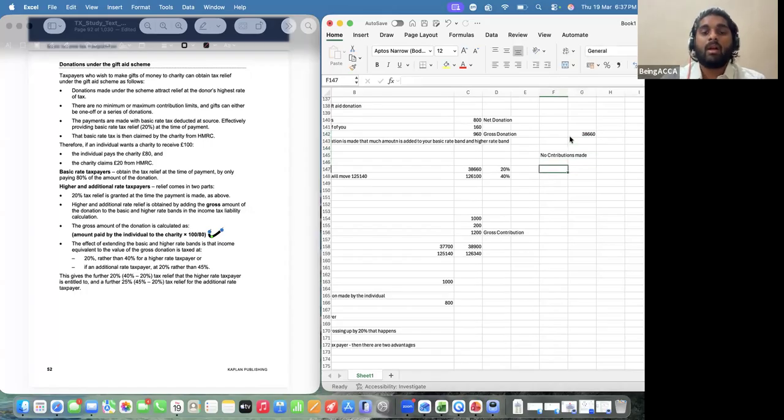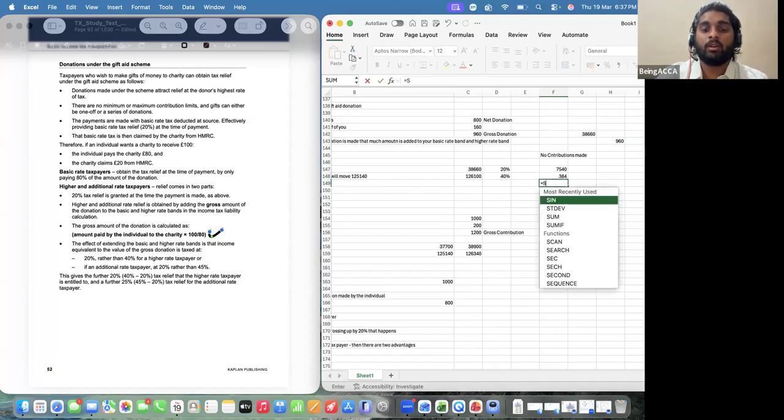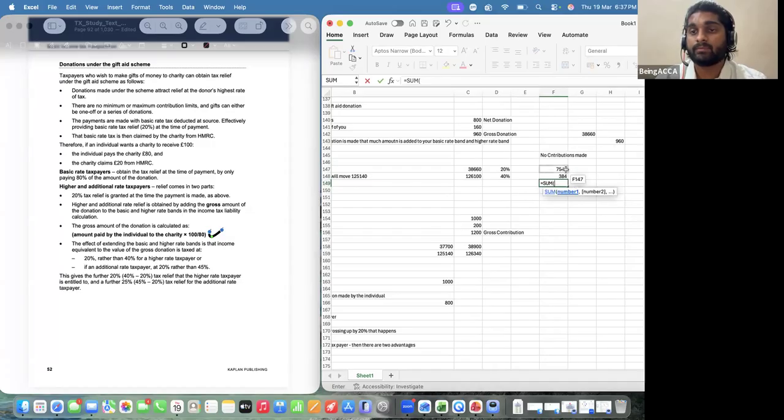Now, what will happen up to 37,700? It would be taxed at 20%, and the remaining 960 pounds, which is equal to 38,660 minus 37,700, would be 960. So 960 would be taxed at 40%, correct? Making his total liability 7,924. But now assume that he has made a gross donation of 960 pounds.